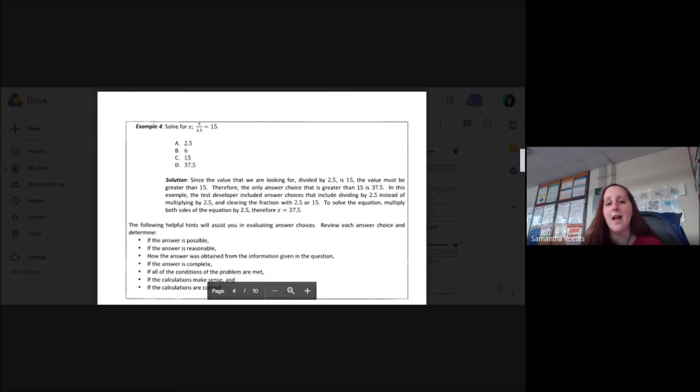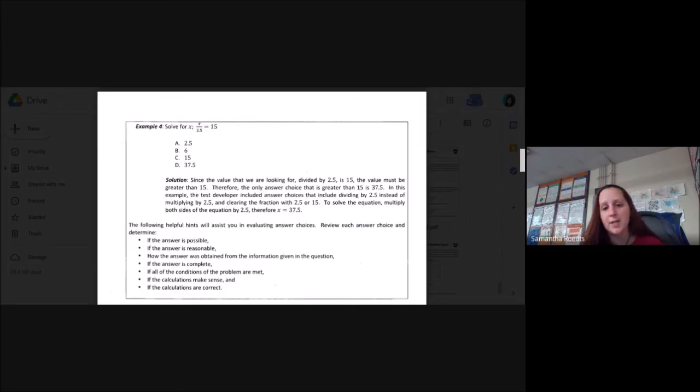Example 4, solve for x. X over 2.5 equals 15. I have 2.5, 6, 15, and 37.5. Since the value that we are looking for divided by 2.5 is 15, the value must be greater than 15. Therefore, the only answer choice that is greater than 15 is 37.5. In this example, the test developer included answer choices that include dividing by 2.5 instead of multiplying by 2.5, and clearing the fraction from 2.5 or 15. To solve the equation, multiply both sides of the equation by 2.5, so therefore x equals 37.5.